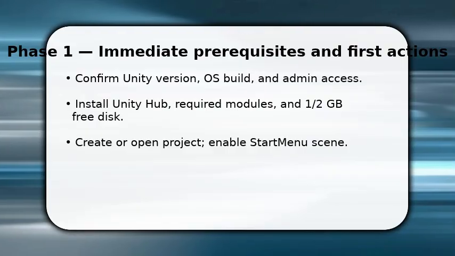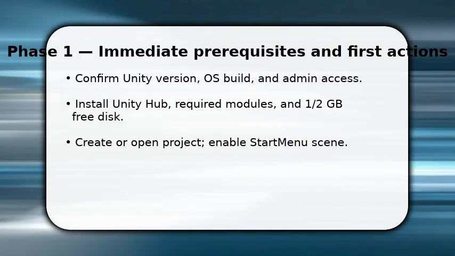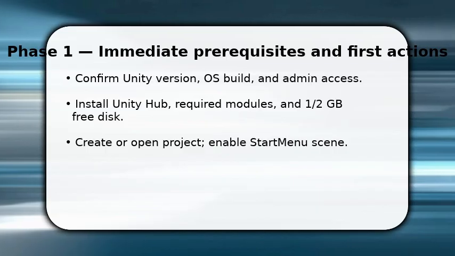You begin by confirming key prerequisites so you won't stop later. Check Unity version, OS build, and that you have admin rights. Once done, install Unity Hub and the specific modules you need, and free at least 1/2 GB.